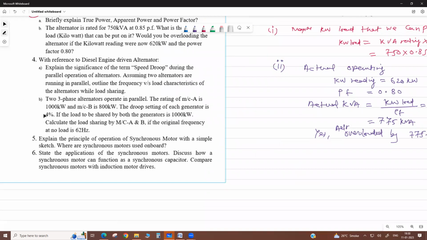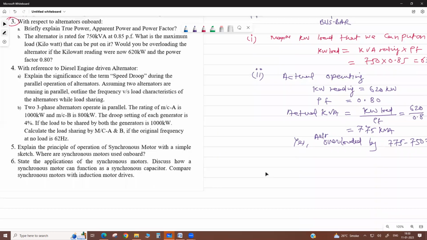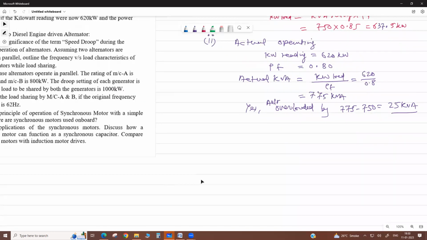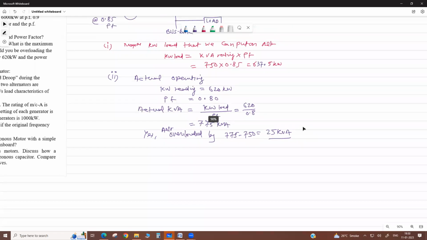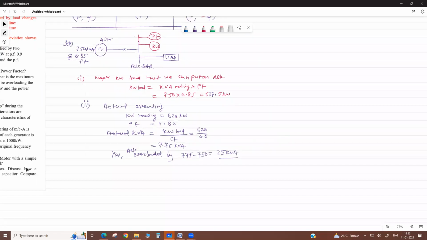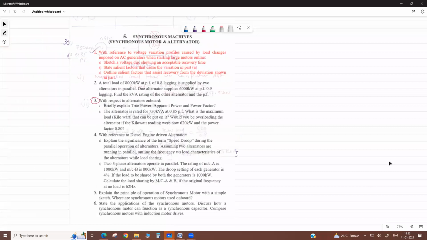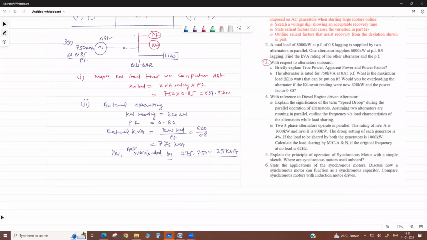Now we take droop, another very important thing. Maybe they ask a numerical question on this, because this topic, droop, is also asked in MET. So now in the second part we take droop.